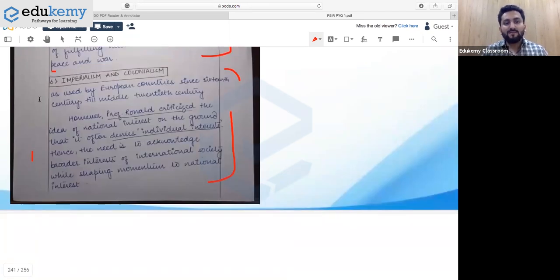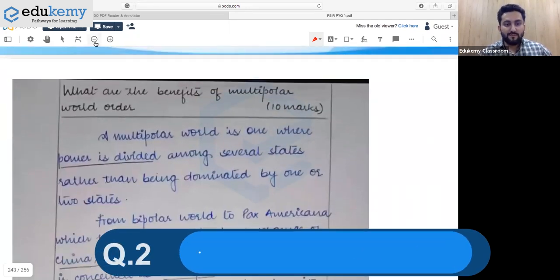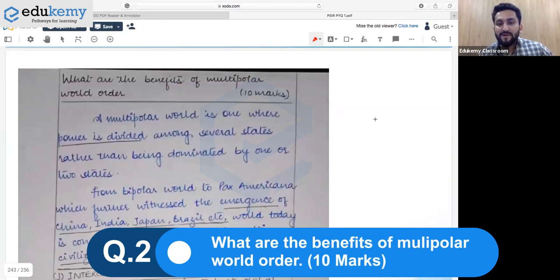So imperialism and colonialism was once used. It is not used as of now. So you can simply say European countries used that. And in the end you can put this statement: this statement is apt and justified in this particular context. Okay. Coming to the next question, what are the benefits of multipolar world order?